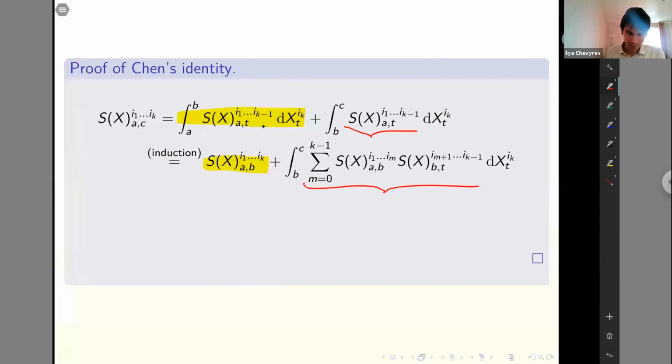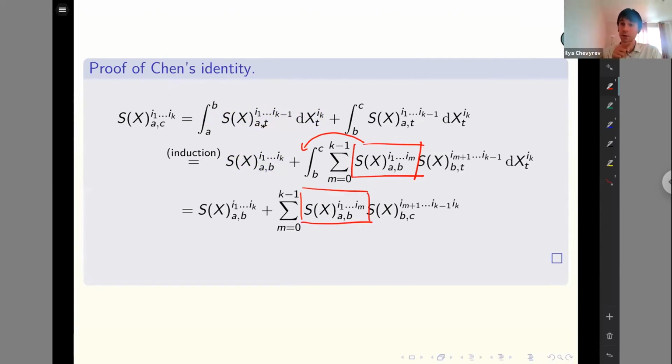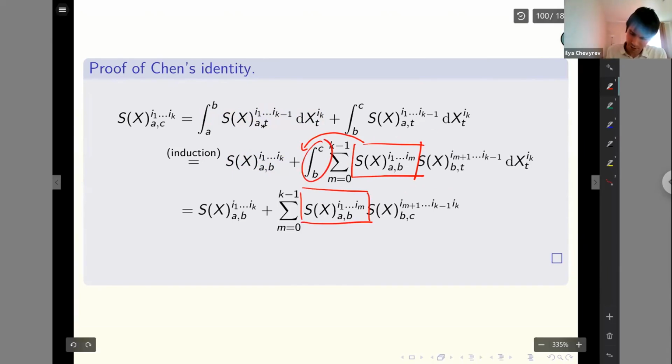Okay. And then I noticed that this term here doesn't depend on T anymore. So I can pull this term outside of the integral. This term becomes this term here. And then I can apply just the definition of the signature again over the interval B to C. And so this integral combined with this guy here gives me this final term.